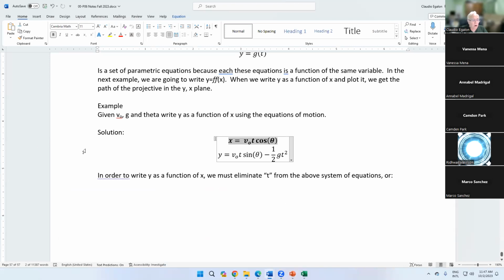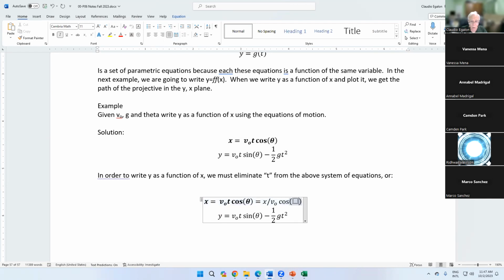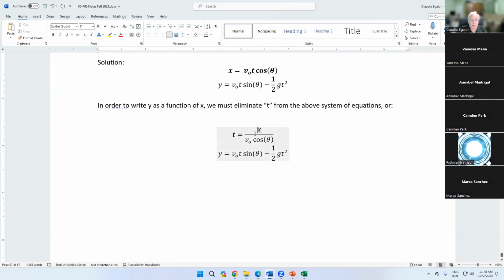Okay, so let's go for our next step. I'm going to eliminate t. Eliminate t means what? Write t in terms of x and the other parameters that we already know. Here we go. Theta. Makes sense? Right? t is x divided by v naught cosine of theta. And then what you're going to do? We're going to plug this relation right in here, right? Right in here.